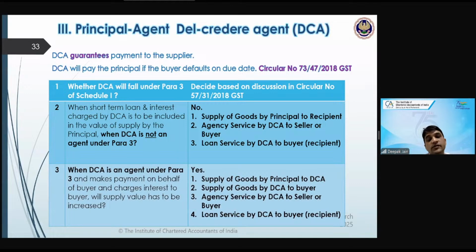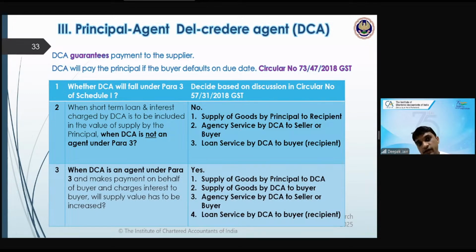Yes, Anubhav. If I have to explain this slide in brief, first you have to determine whether the agent is an independent agent or a dependent agent. If he's an independent agent, then the transaction between principal and agent without consideration is also liable to GST. When will we call him an independent agent? When he raises an invoice in his own name. In that scenario, the supply between principal and agent is liable to GST.